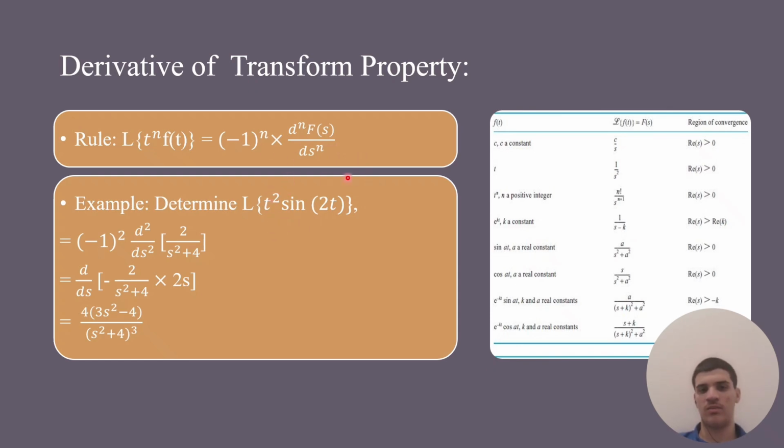Because our power of t is 2, we are going to multiply the Laplace of f of t by the second derivative, the order of the derivative being the n value that we have here. So in this case, it's going to be -1 to the power 2 because that's the n value, times the second derivative, because our n value is 2, times the F of s, so the Laplace of f of t.